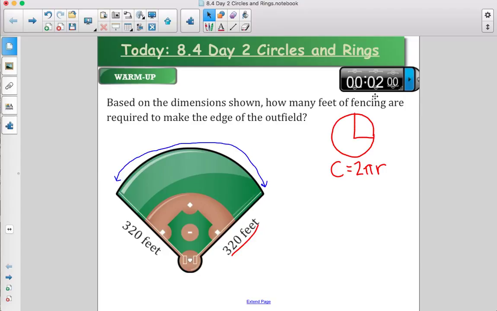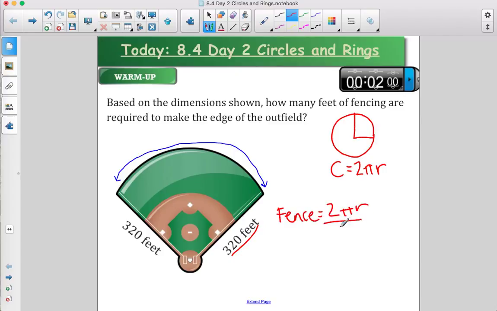Okay, welcome back. Let's go over it. Like I said, the circumference of an entire circle is 2 pi r. Here we're trying to find a quarter of it. So the outfield fence, the fence is going to be 2 pi r divided by 4 because it's a quarter of an entire circle. So I substitute in 320. So 2 pi times 320 divided by 4.